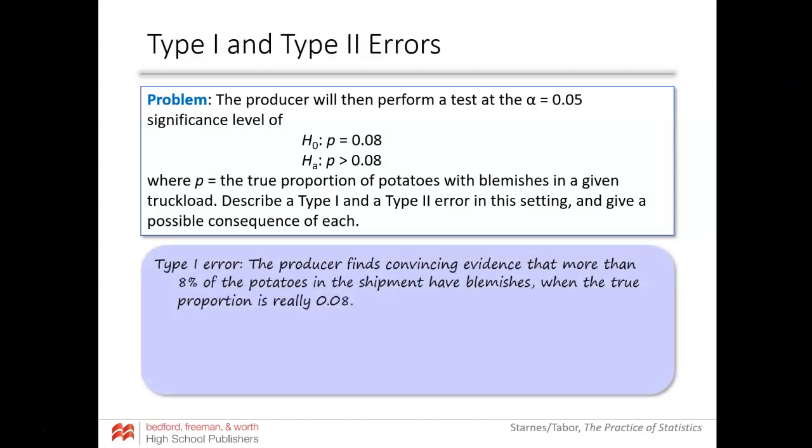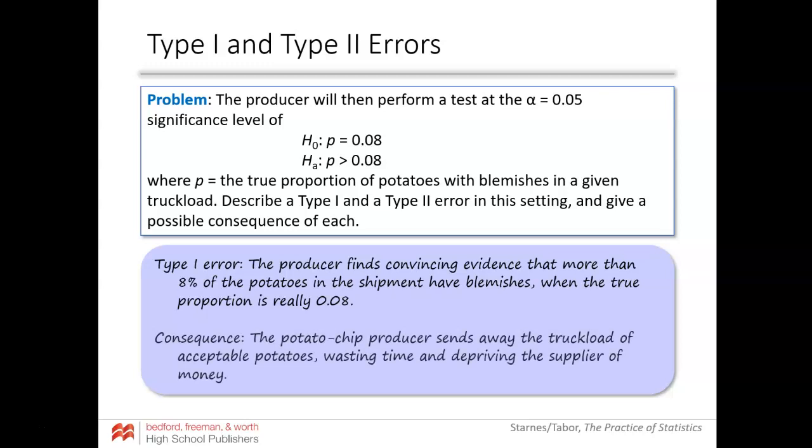So in a type 1 error here for the potato producer, the chip producer would find convincing evidence that more than 8% of the potatoes in the shipment have blemishes, but actually it's only 8%. So in real life, what would have happened is they would have gotten all mad and said, oh, these potatoes are terrible. And they would have sent the shipment back. The truckload would have been taken away. They would have brought back a whole new truckload.